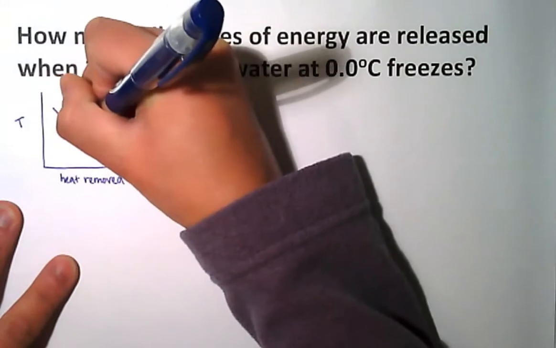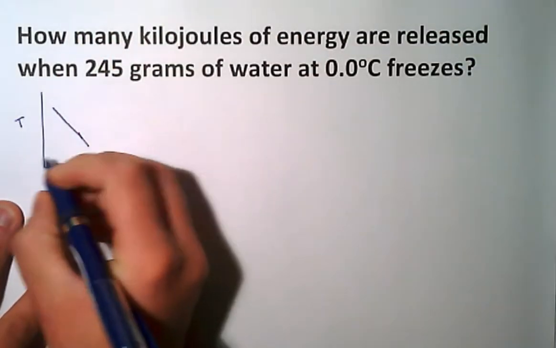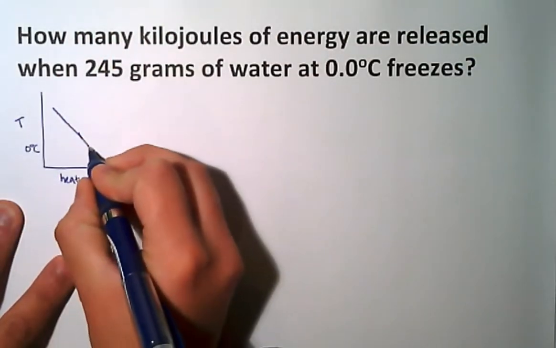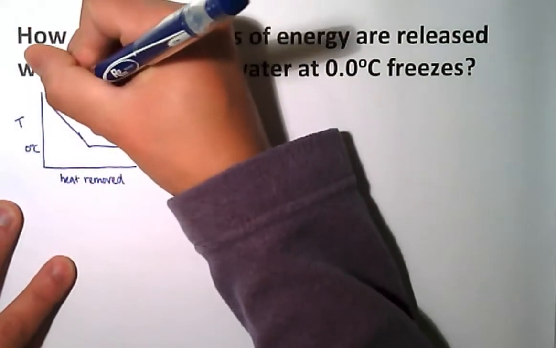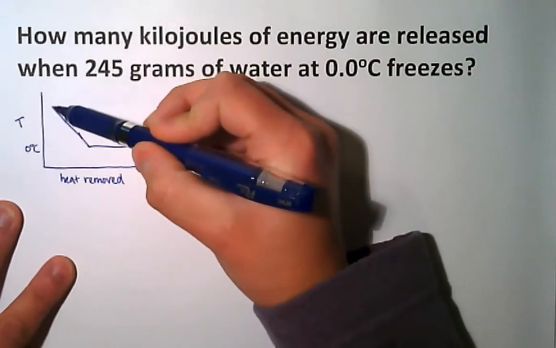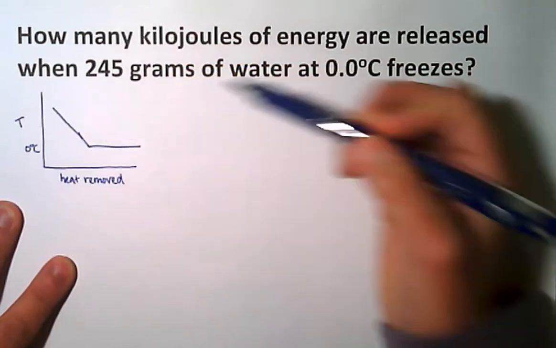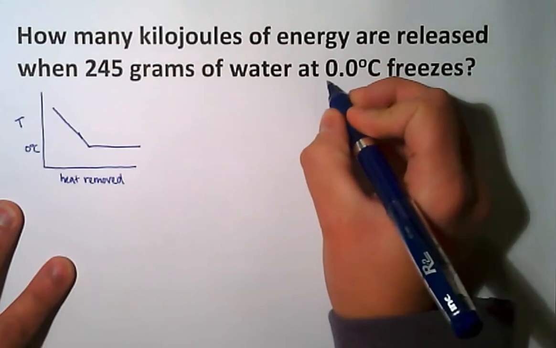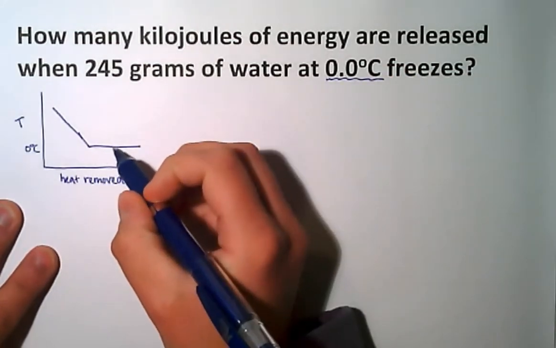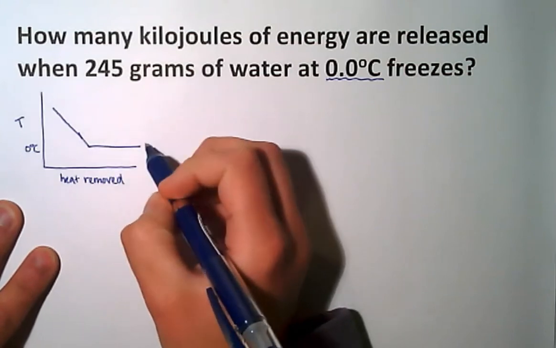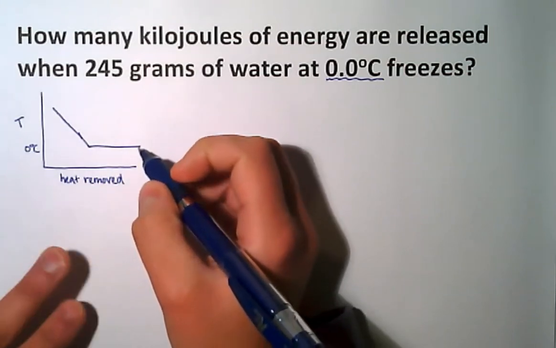Now, if the water is already at 0 degrees Celsius, then that is the temperature that the water is freezing at. So we don't actually need to know the amount of energy released as the temperature changed, because the temperature has already reached that critical point of 0 degrees Celsius. So all we need to know is how much energy is actually being released as the water freezes.